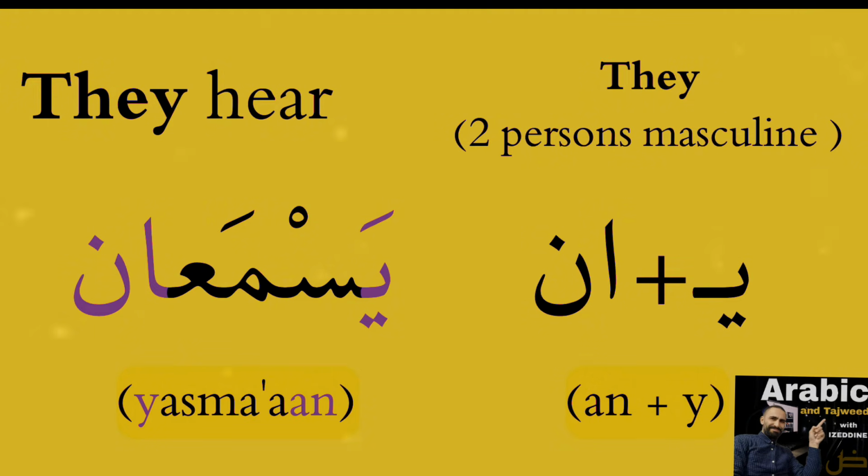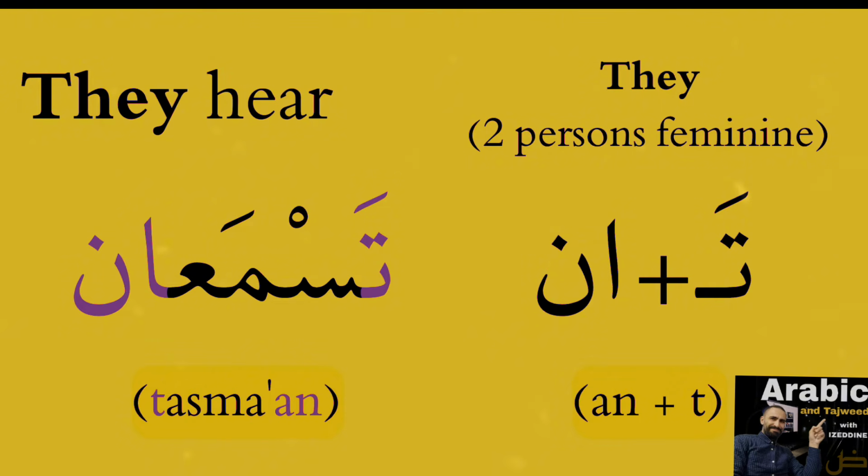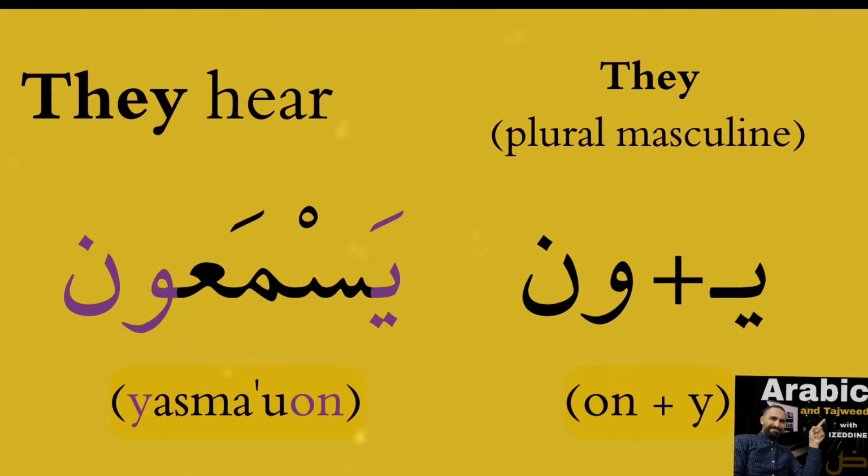They hear. They for two persons masculine, of course. Maybe two boys or two men or mixed. يسمعان. They hear. We add الياء at the beginning and at the end we add الألف and النون. For two persons feminine, we don't say يسمعان. We say تسمعان. It's the same thing like the two males, but instead of ya, we add ta.